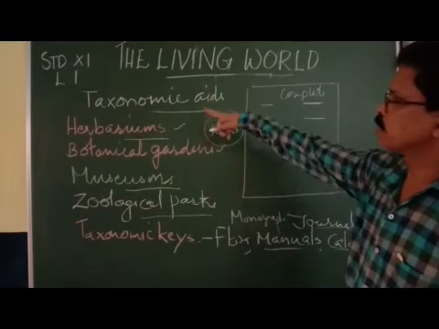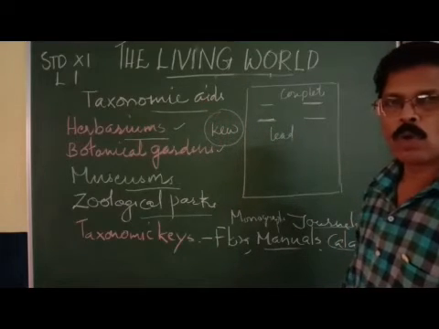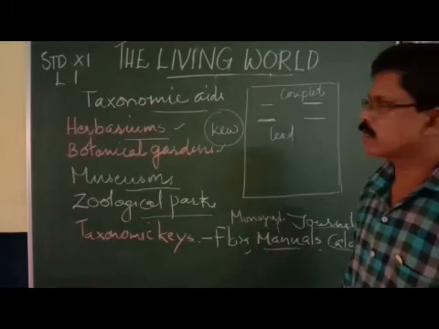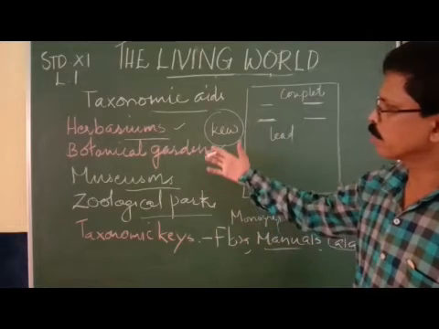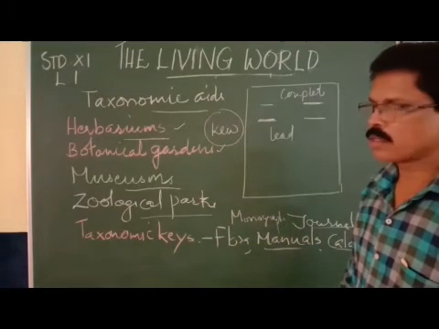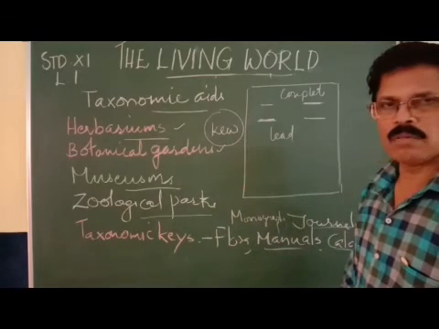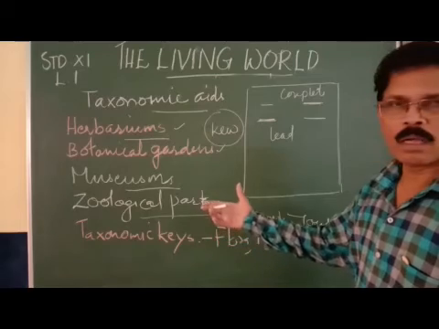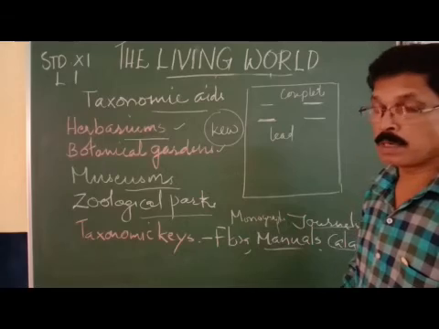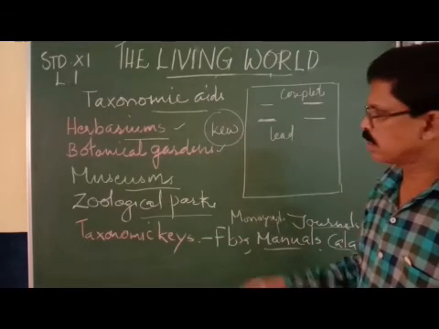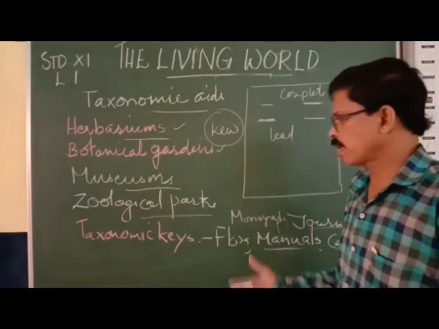So these are the various types of taxonomic aids. Taxonomic aids are procedures or techniques or even specimens or living organisms which are used for identification and study of organisms. Herbarium is a collection of dried plants preserved and pressed on a sheet of paper. Botanical gardens are live plants which are grown in the garden. Museums contain specimens of plants and animals in jars or mediums. Zoological parks are where wild animals are kept for study and reference.